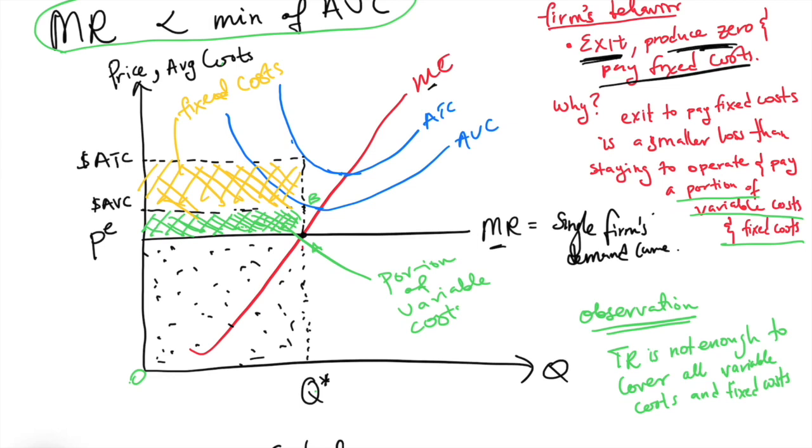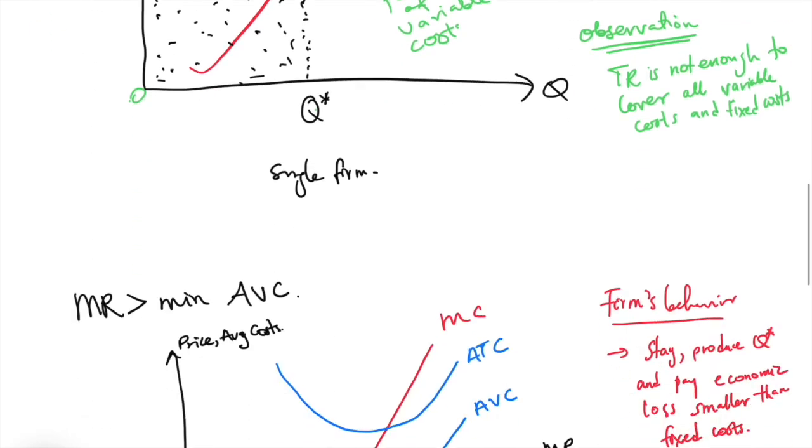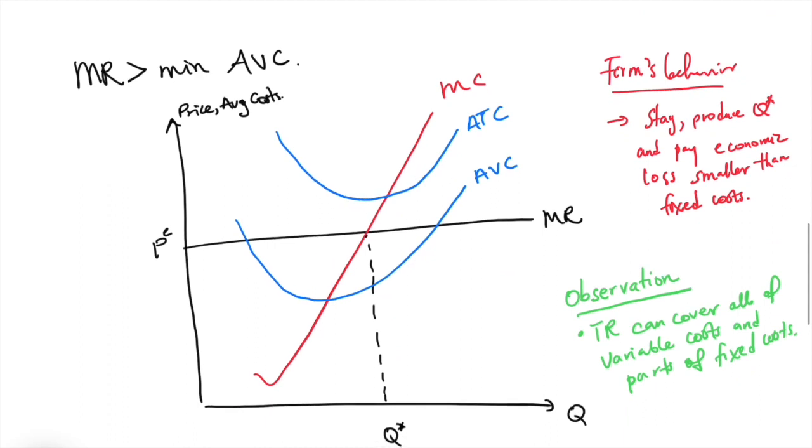You see, this also helps us to figure out supply. Whenever marginal revenue is below the minimum of average variable cost, the firm needs to produce zero. Do you see? Okay, let's move on to the next one.